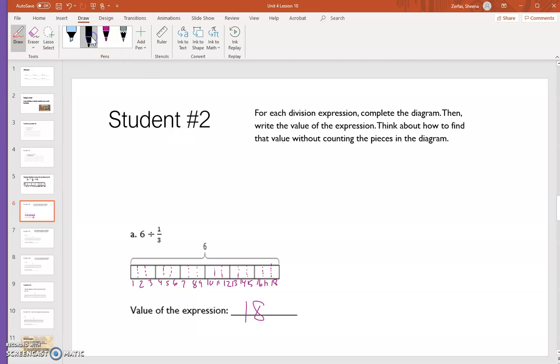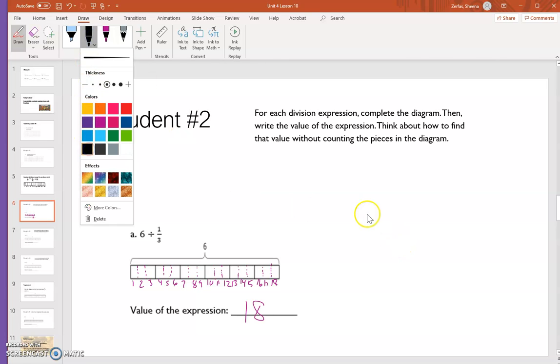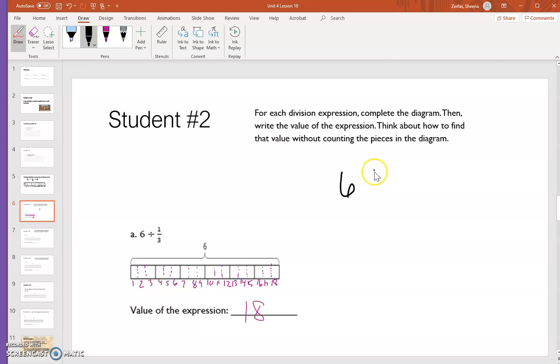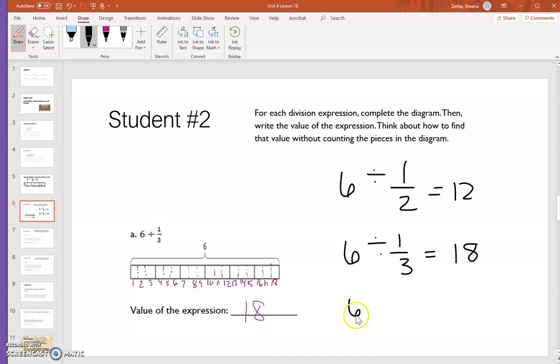So right now we've done 2 of these examples. The first one being 6 divided by 1/2 was equal to 12. And now I've done 6 divided by 1/3 equals 18. So we should see a pattern starting to happen, so that if I was going to then divide 6 by 1/4, I could predict that my answer will be 24.